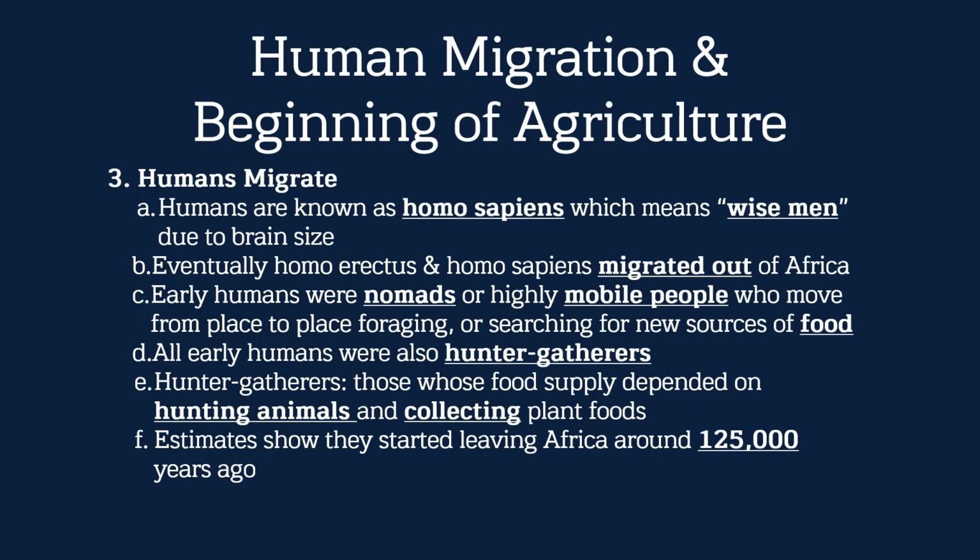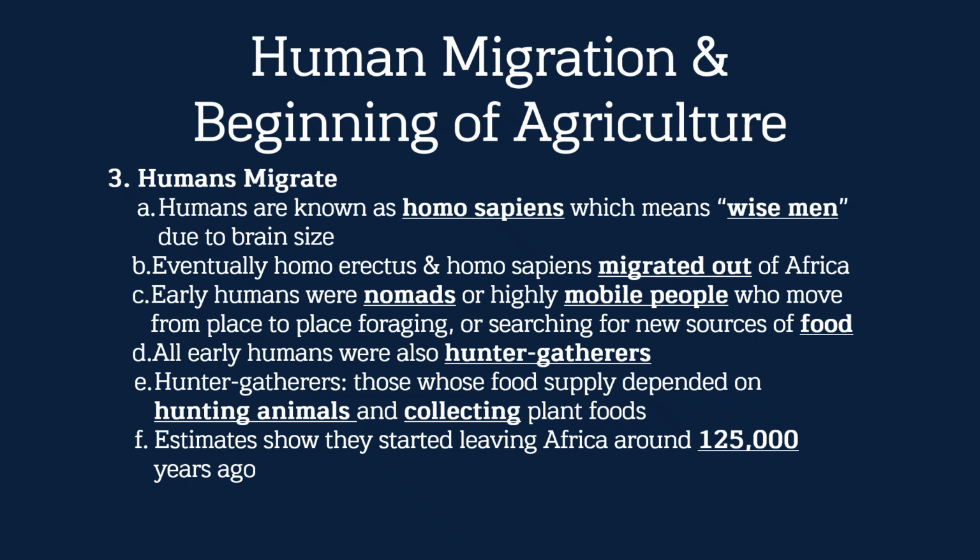Humans, also known as Homo sapiens, which means wise men due to the size of the brain, eventually Homo erectus and Homo sapiens are going to leave Africa. They're going to migrate out of Africa. And these early humans will be nomadic. They'll be nomads, highly mobile people who move from place to place looking for new sources of food. Nearly all of them are hunter-gatherers.